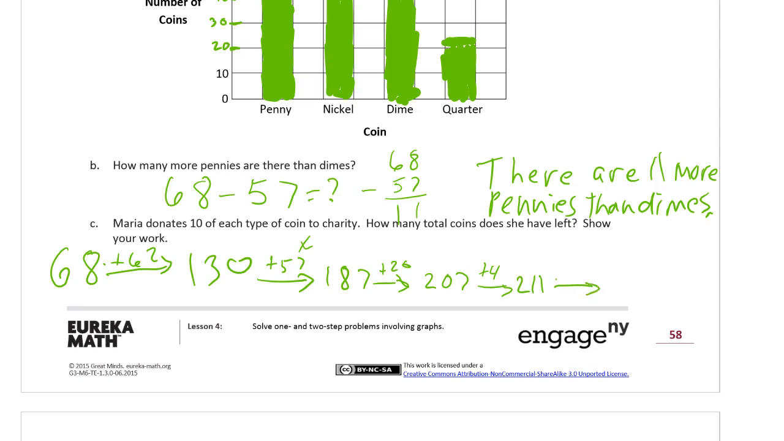And if you want to do it all at once, you can. Or you can do it 10 at a time if you want. But I'm looking at that. That's 21 tens, and I'm subtracting 4 tens. So that means I'm going to have 17 tens left, so it should be 171. Then that means Maria has 171 coins left. And there, I did what it said, show your work, and I did.